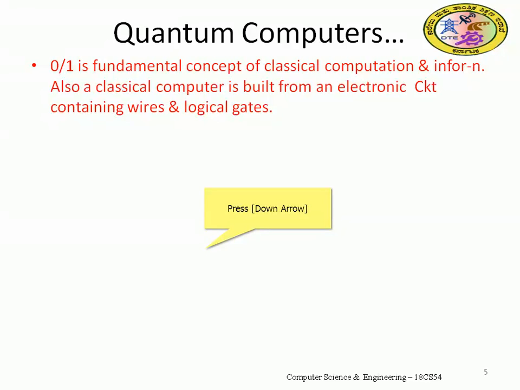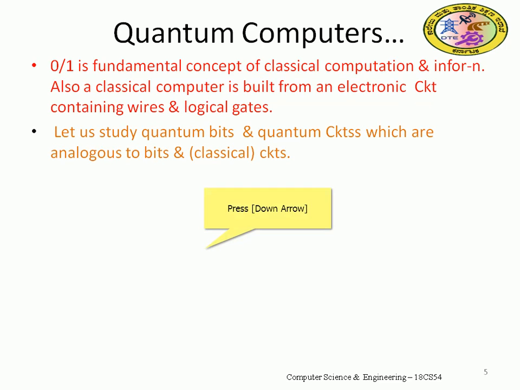Zero or one are the fundamental notions and concepts of classical computation and information. Zeros and ones are the computer. Classical computers are built from electronic circuits, which comprise wires and logical gates such as the OR gate. Gates are again built with the help of transistors and diodes. So these are all classical. Let us study quantum bits, which are going to be used in quantum computers. Quantum circuits are analogous to classical circuits.